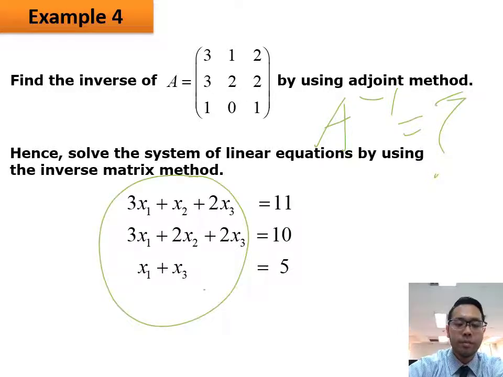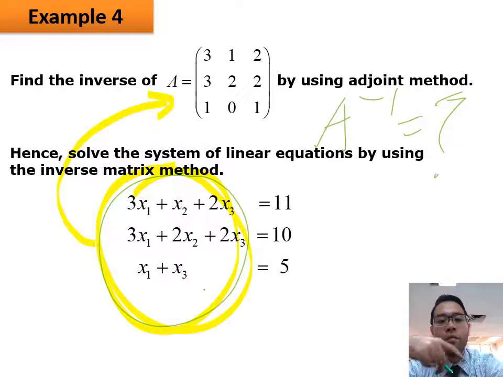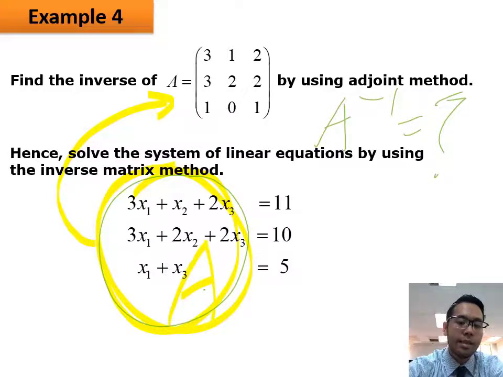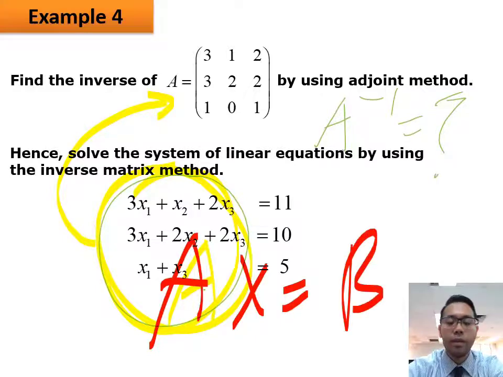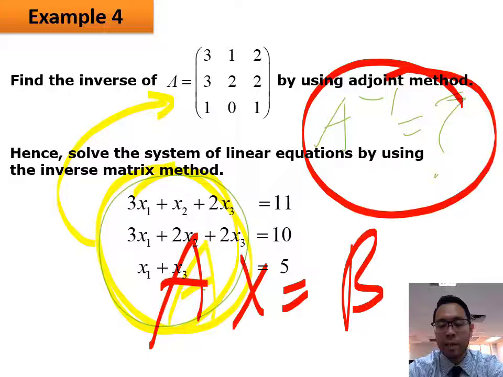Notice that this particular matrix is the linear part, A. So I can say that this is A, x equals B. Alright, but before that, we need to find, as I mentioned just now, A inverse first by using adjoint.